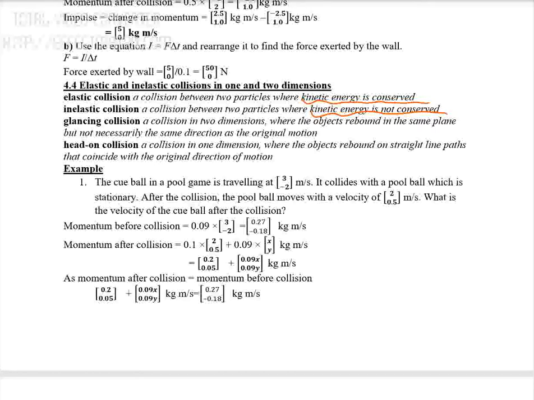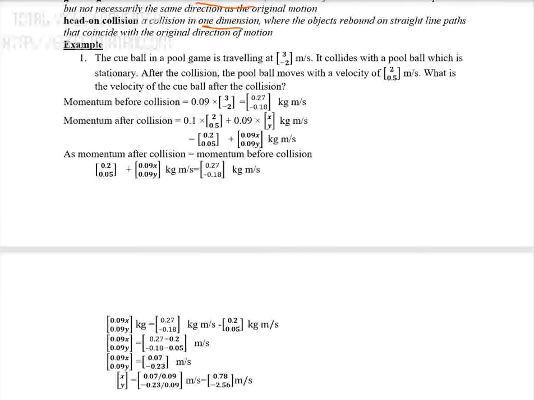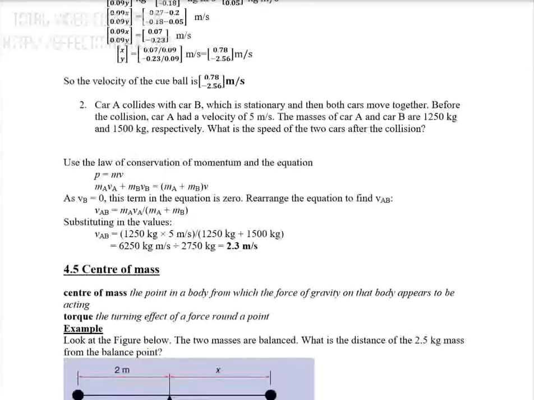The other thing is glancing and head-on collision. A glancing collision is a collision in 2 dimensions, and head-on is a collision in 1 dimension. When we say glancing collision, it's 2-dimensional. When we say head-on collision, it's a 1-dimensional collision. This question is also already done. Therefore, try to see these 2 questions by yourself.